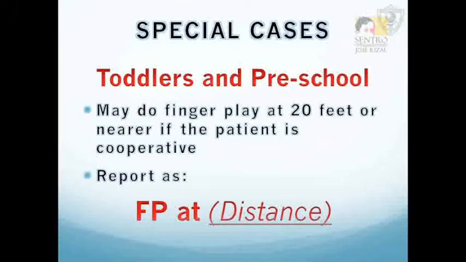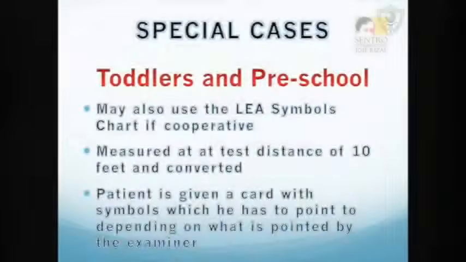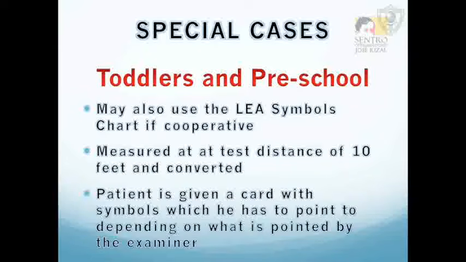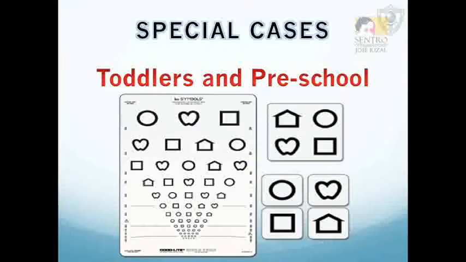For toddlers and preschool children, you may check visual acuity by doing finger play at 20 feet or nearer if the patient is cooperative. Report this as FP at distance tested. You may also use the LEA symbols chart if the patient is able to follow instructions. It is tested at a distance of 10 feet and converted. The patient is given a card with symbols which he has to point to, depending on what is pointed to by the examiner. This is an example of the LEA chart.